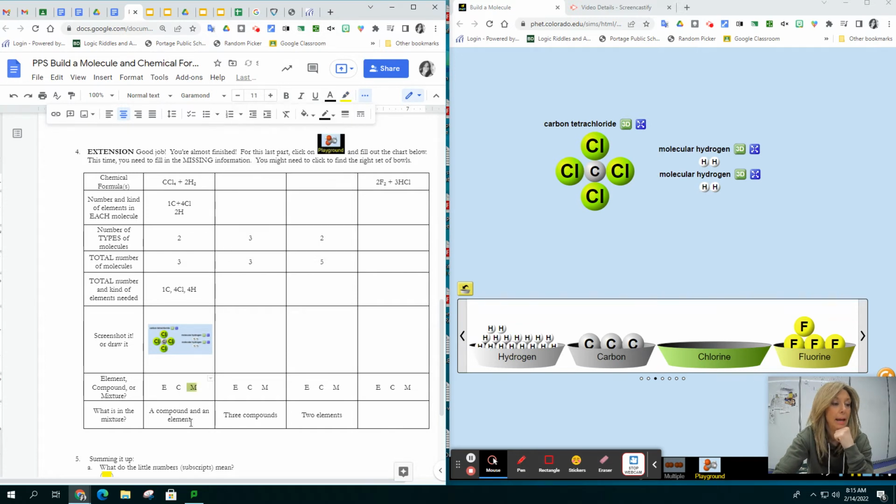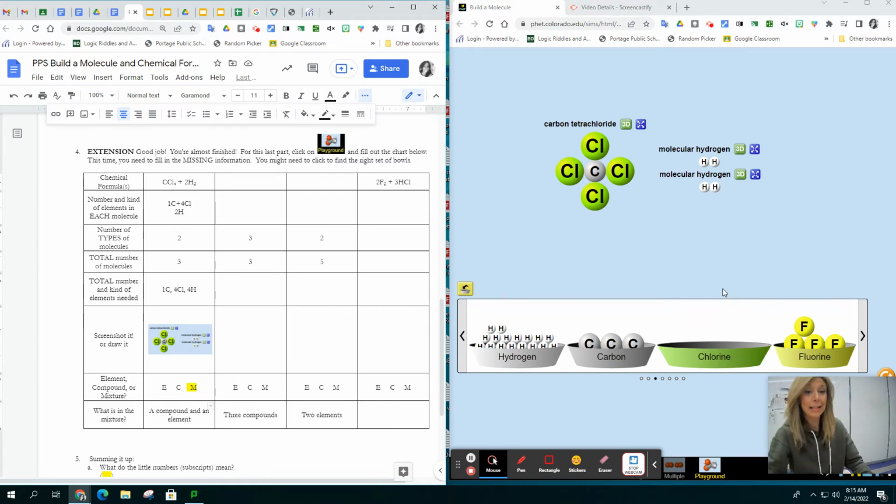Okay, and in my mixture, did I make a compound and an element? Did I satisfy what it says down here? Carbon tetrachloride is a compound because we have more than one type of atom. Our H2, it's a molecule, but it's an element because there's only one type of atom in the molecule. So yes, I made a compound and an element.